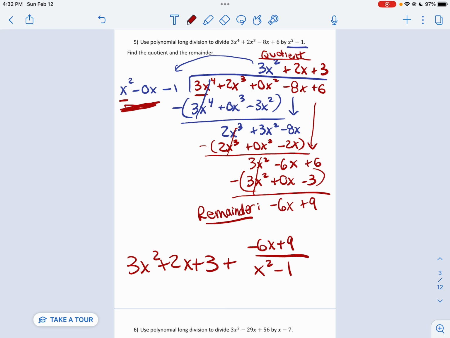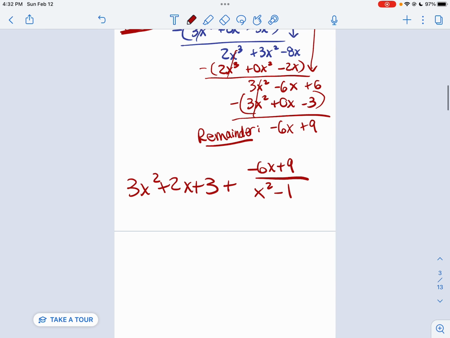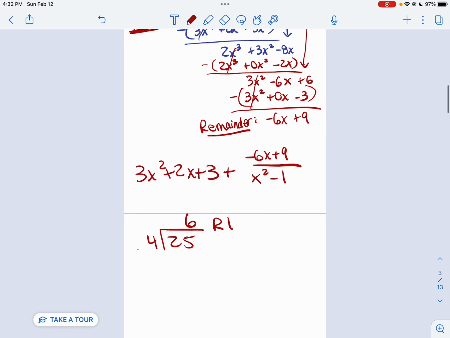The reason you can do that, I'm just going to add a page here to do an old-fashioned example. Let's say you had 4 into 25. 4 goes into 25 6 times with a remainder of 1. And so you could say that your answer to this is 6 plus your remainder of 1 over your divisor of 4. In other words, 6.25. And that is what you would get if you had changed it into decimals and kept going. So that's the reason that this works when we're doing long division.